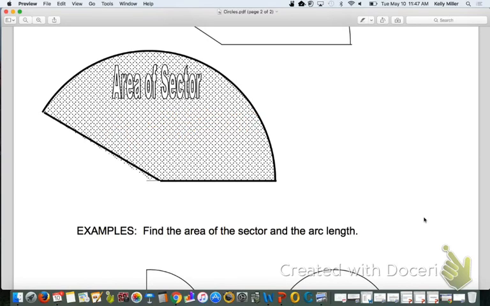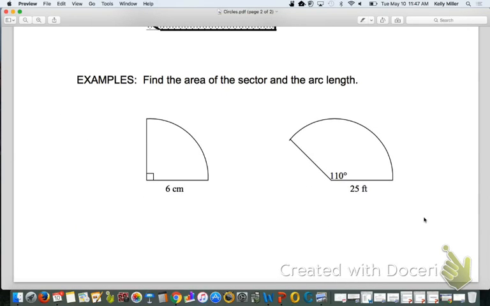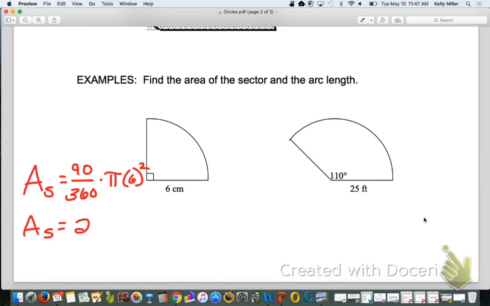All right, so if we go down to the bottom, let's find the area of these sectors. We found arc length already. So now let's do the area. So the area of this sector, what's the central angle? 90. So we're going to do 90 divided by 360 times pi. What's the radius? 6 squared. Good. So 90 divided by 360 times pi times 6 squared gets us an area of 28.3 centimeters squared.